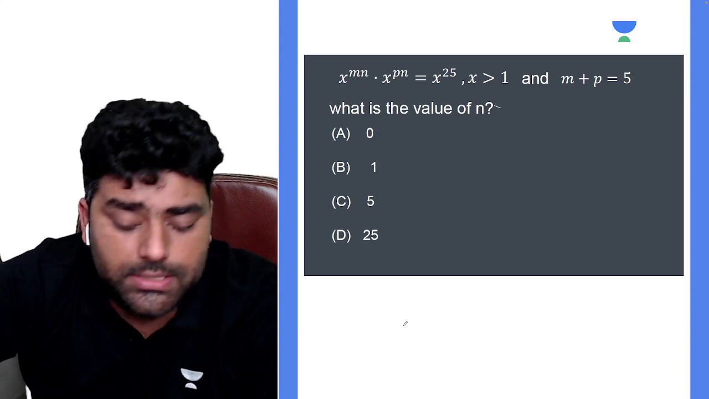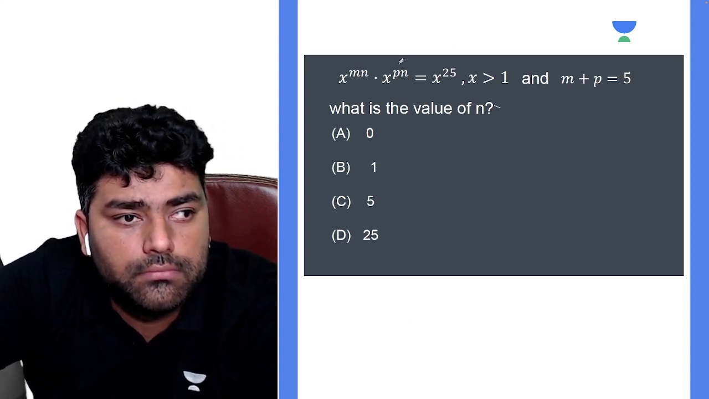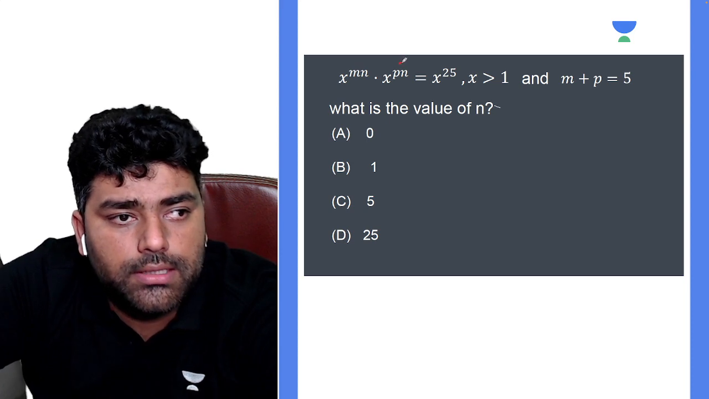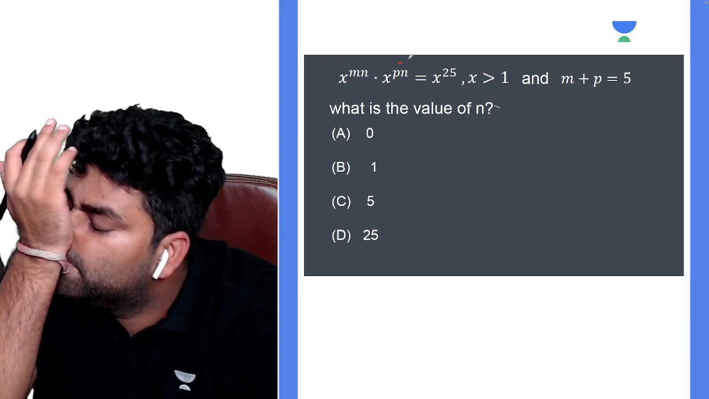Okay, guys, can you please try to solve this? This is almost the same concept, but try to do it. Okay.